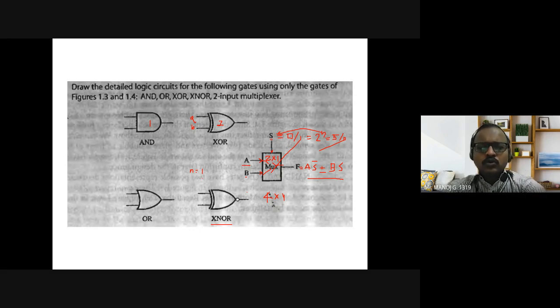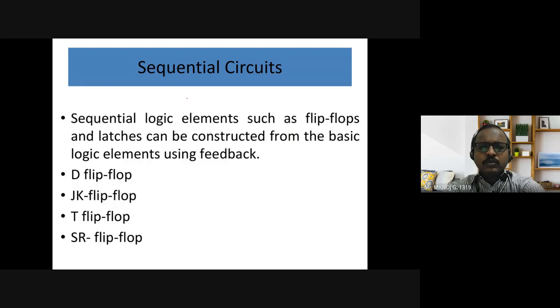Now when you go to sequential logic circuit, all of you would have studied, there are 2 types of circuits there. One is called combinational logic circuit, the other one is sequential logic circuit. In sequential logic circuit, we basically have flip-flops coming into play. Flip-flops and latches are the 2 elements used for constructing the sequential logic circuit, because they act as a feedback element.